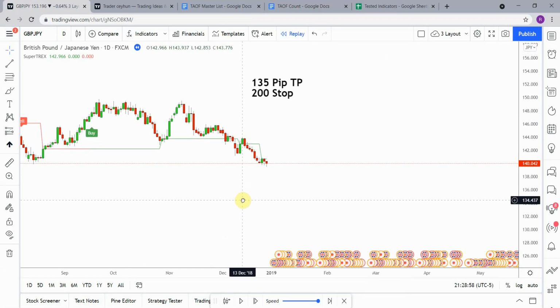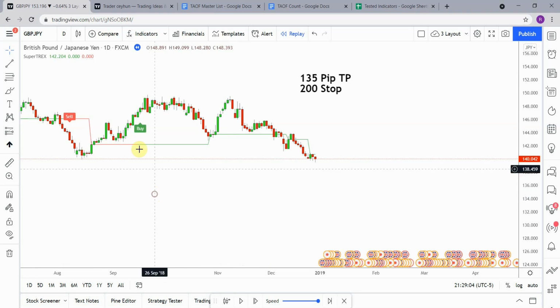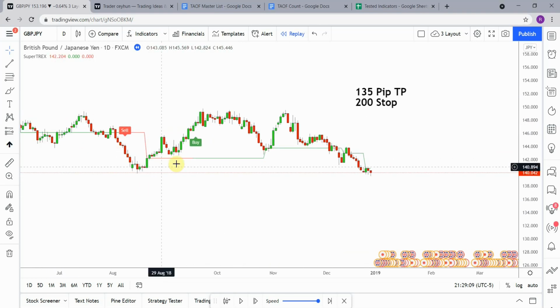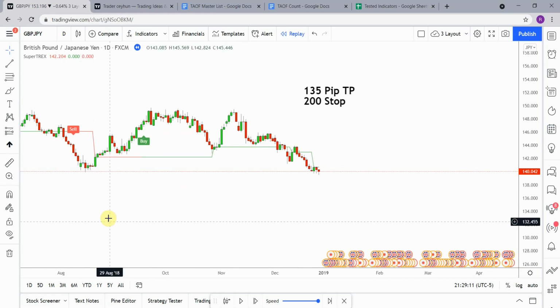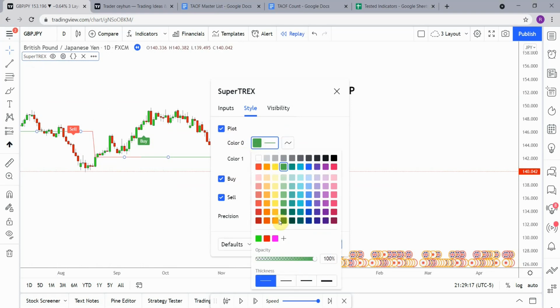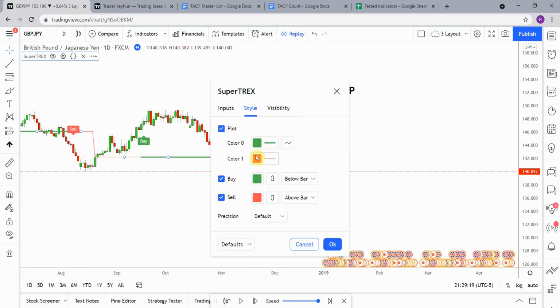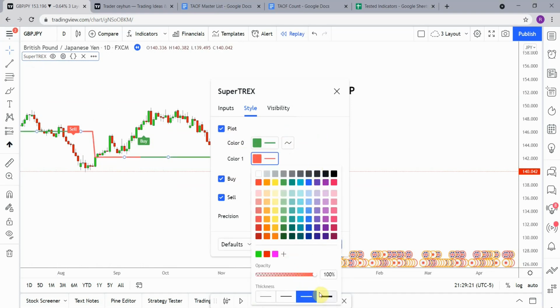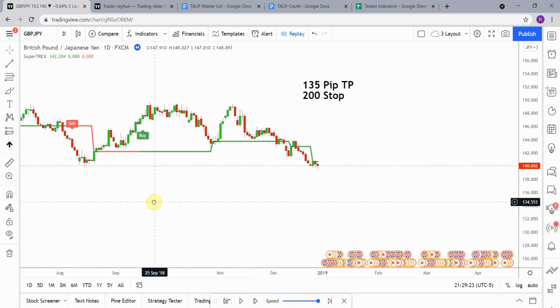Alright, so today's indicator is the SuperTREX indicator. And you can kind of see it here on screen. It's basically a line moving through the price action right here. Could make it a little bit more visible if I went in and bumped up these lines like that. Help out just a tad bit more.